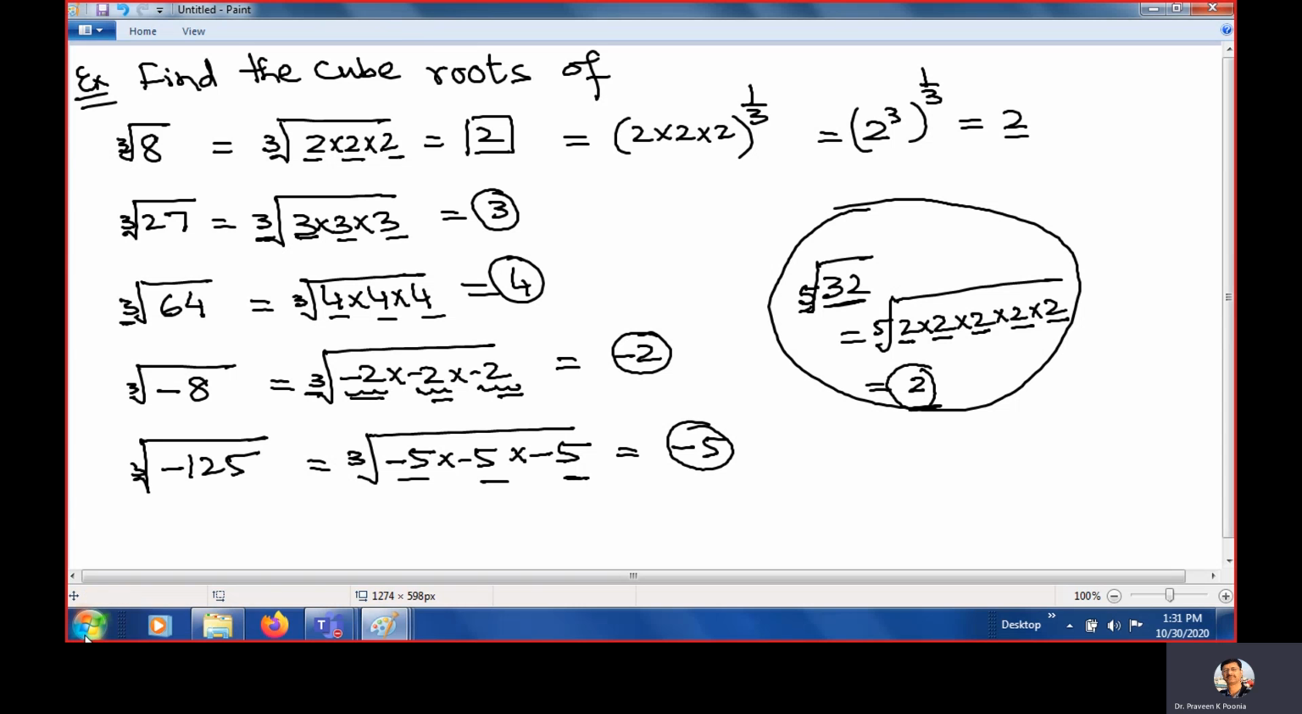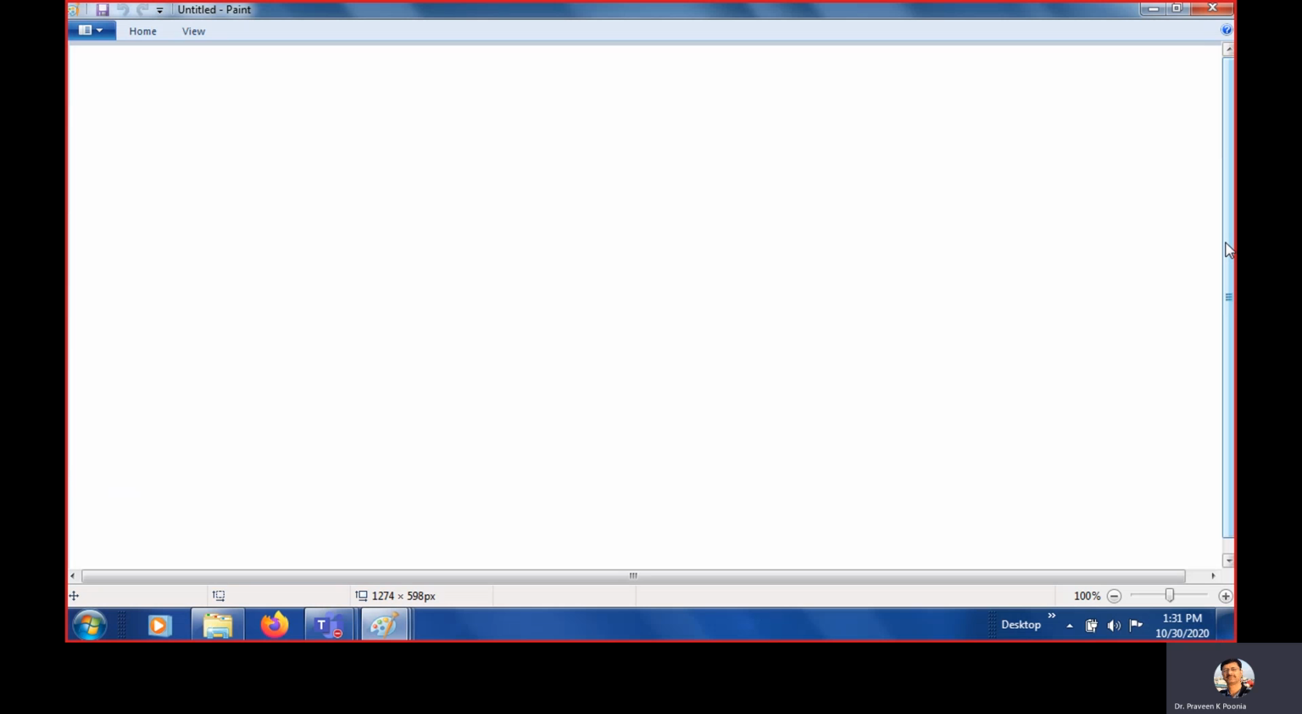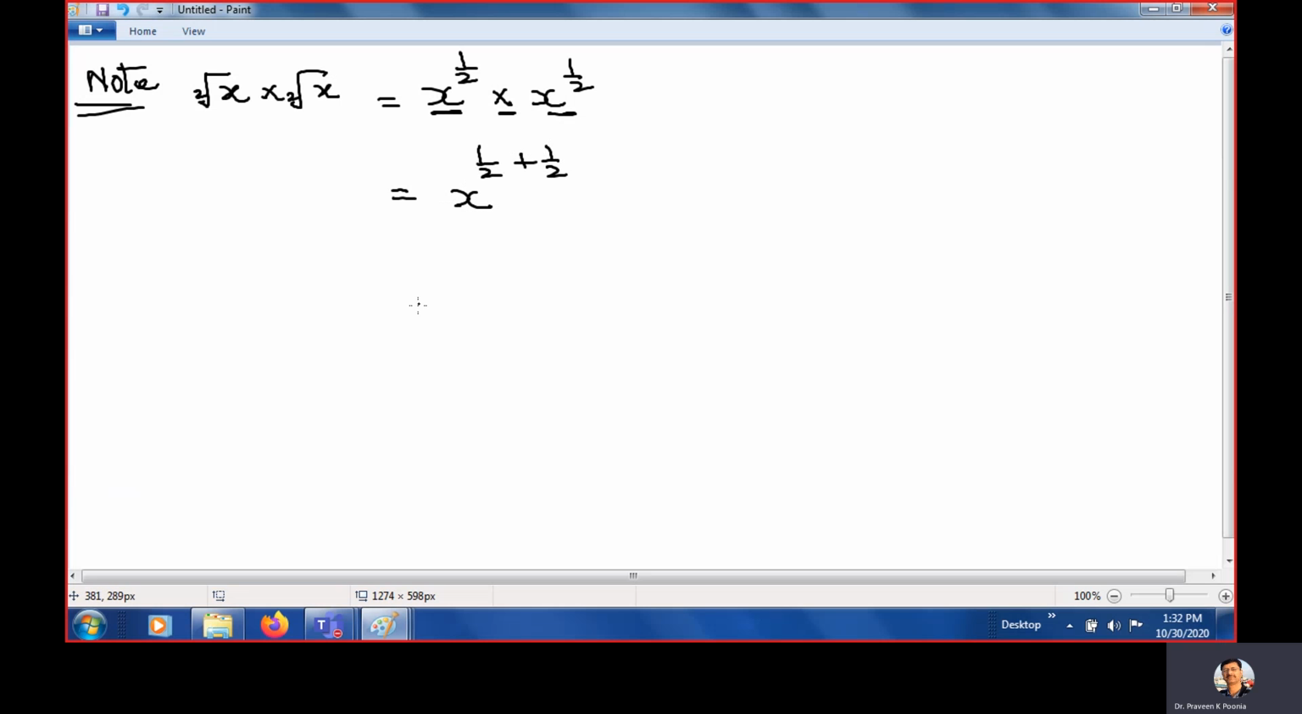Clear? One more aspect I want to tell you. If in the exam they ask what is the value of root x into root x, how will you evaluate it? Root means nothing is written, so 2 is here. So this can be written as x power 1 upon 2, times x power 1 upon 2. And if the bases are the same and in multiplication, powers are always added. 1 by 2 plus 1 by 2.